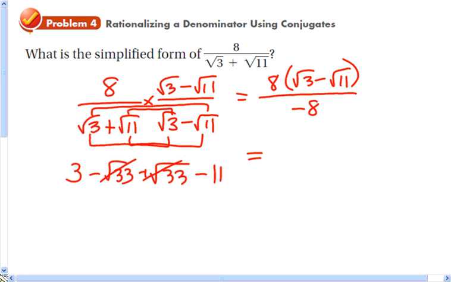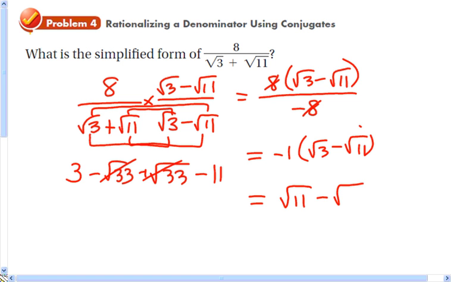And when I divide those, that's going to equal negative 1, so I just get negative 1 times the quantity square root of 3 minus square root of 11, and that wouldn't be too bad an answer. We could distribute the negative 1, and that gives us a positive square root of 11 and a negative square root of 3. All right, I'm going to let you try that.